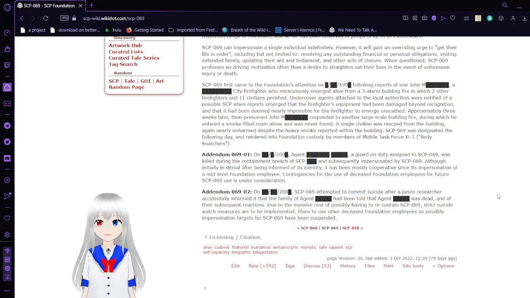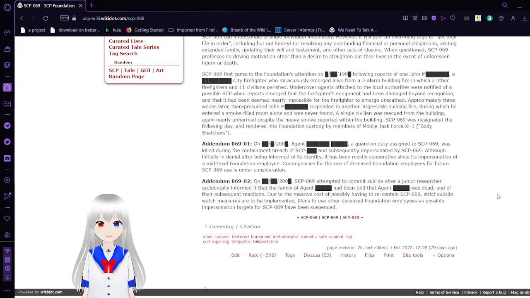Approximately 3 weeks later, it is presumed that John M. responded to another large-scale building fire, during which he entered a smoke-filled room alone and was never found. A single civilian was rescued from the building, again nearly unharmed despite the heavy smoke reported within the building. SCP-69 was designated the following day and taken into Foundation custody by members of Mobile Task Force Xi-3, Body Snatchers.